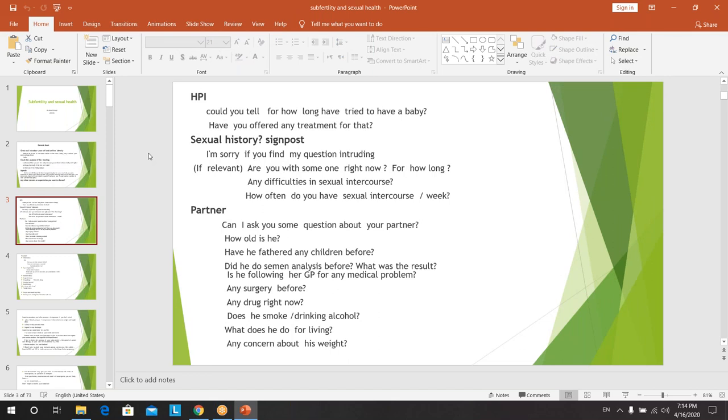Then you will go to the history. As we used before, we bought a template for the history. Okay, first in the history, you will do analysis of the complaint or history of present illness. This is the analysis of the complaint.